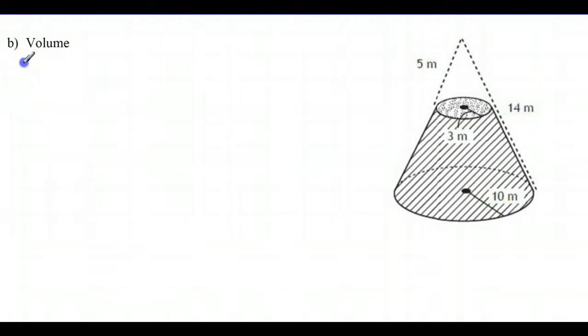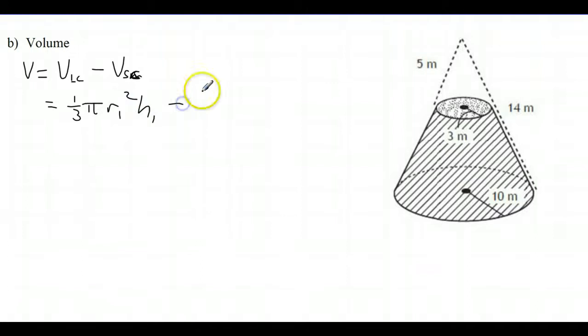Okay, so what we need, the volume is equal to the volume of the large cone minus the volume of the small cone, right? We don't need to worry about this. It's just all taken care of. The entire volume minus that volume. Let's make that L. Okay, 1/3 pi r1 squared h1 minus 1/3 pi r2 squared h2.